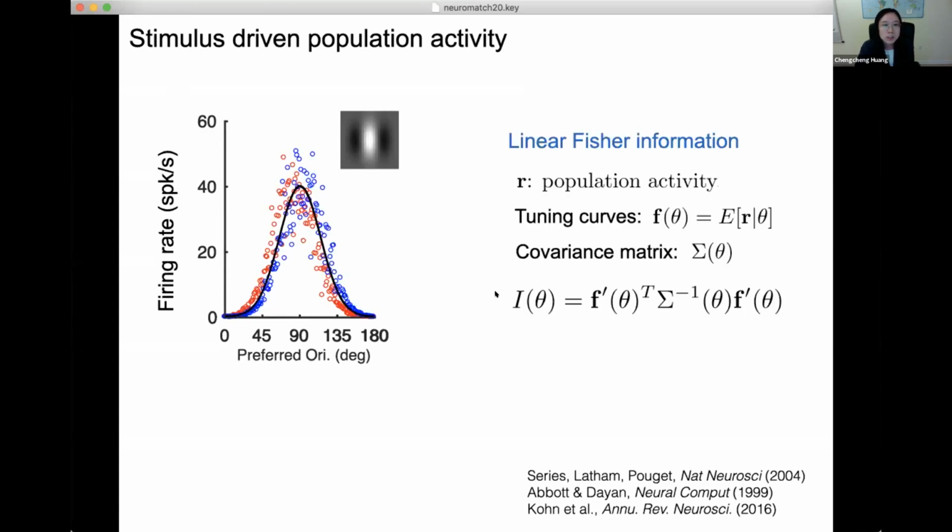Here we use linear Fisher information as a measurement of the information content. Here the stimulus parameter theta is the orientation of the image, and linear Fisher information is defined in this way. F theta depends on the derivative of the tuning curve function of the population, f prime, and also the inverse of the covariance matrix of the trial-to-trial variability. This Fisher information measures the discriminability of the population activity with respect to small changes in the stimulus parameter, which is orientation in this case.